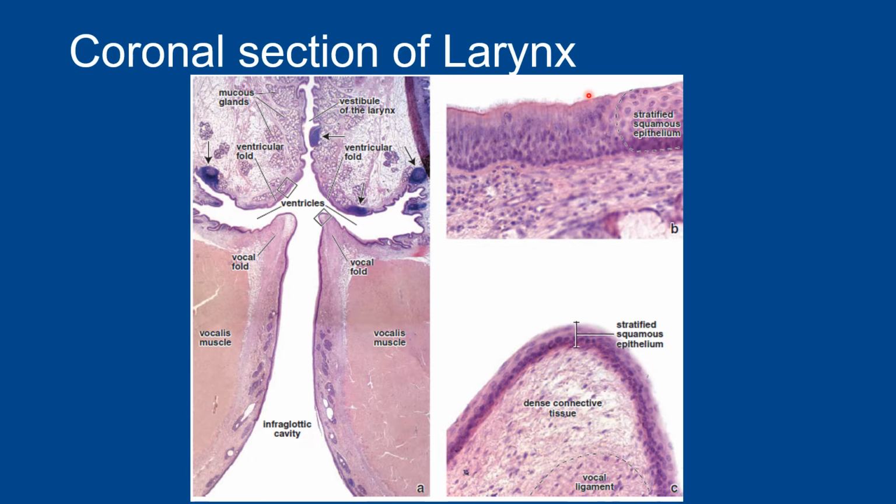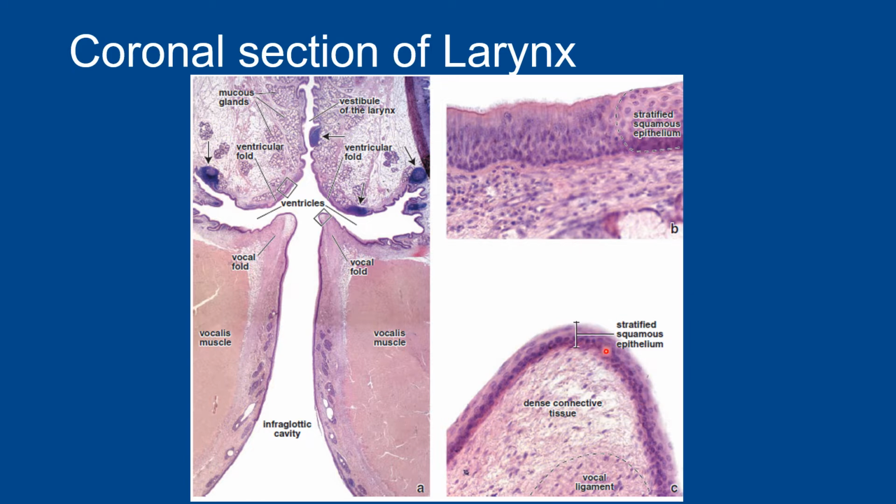This is the coronal section of this larynx, showing the vocal fold and the vestibular fold. The cavity in between the vocal and vestibular fold is called the ventricle of the larynx. The vestibular fold is lined by stratified columnar epithelium with cilia, and the vocal fold, where there is wear and tear or vibration, is lined by stratified squamous epithelium, and there is no gland.